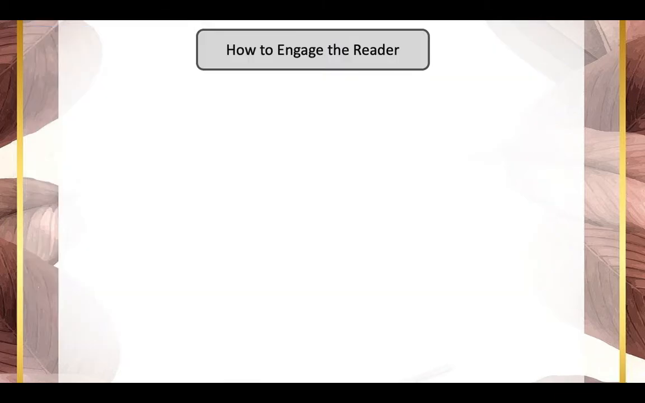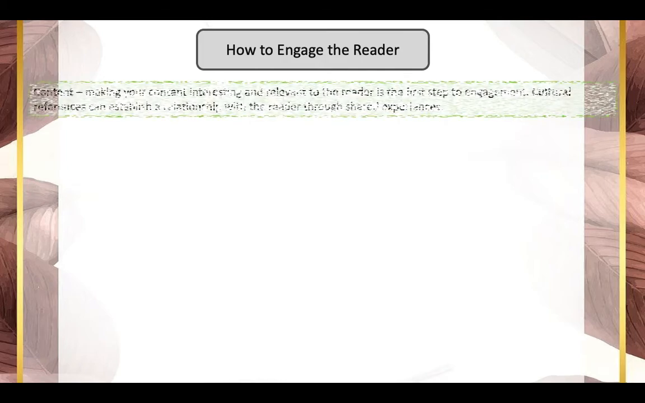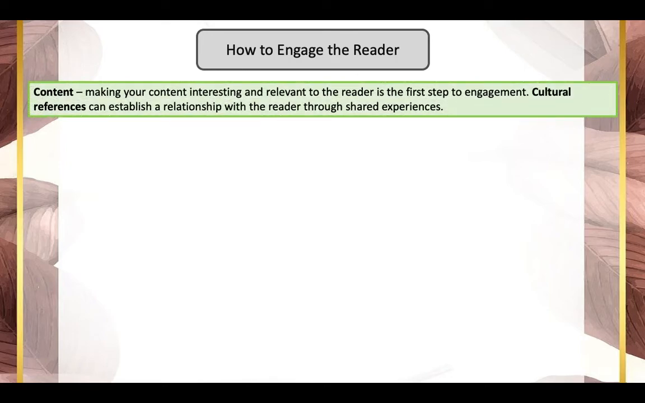Okay, engaging the reader then. Now I could talk about this endlessly. There are so many ways we can engage the reader, but what is feasible that you can do in an exam condition? So first and foremost then, the content. This is the fundamental piece of your assessment. What can you include? What can you reasonably make up? What can you use from the stimulus material? So making your content interesting and relevant to the reader is the very first step that you need to make.